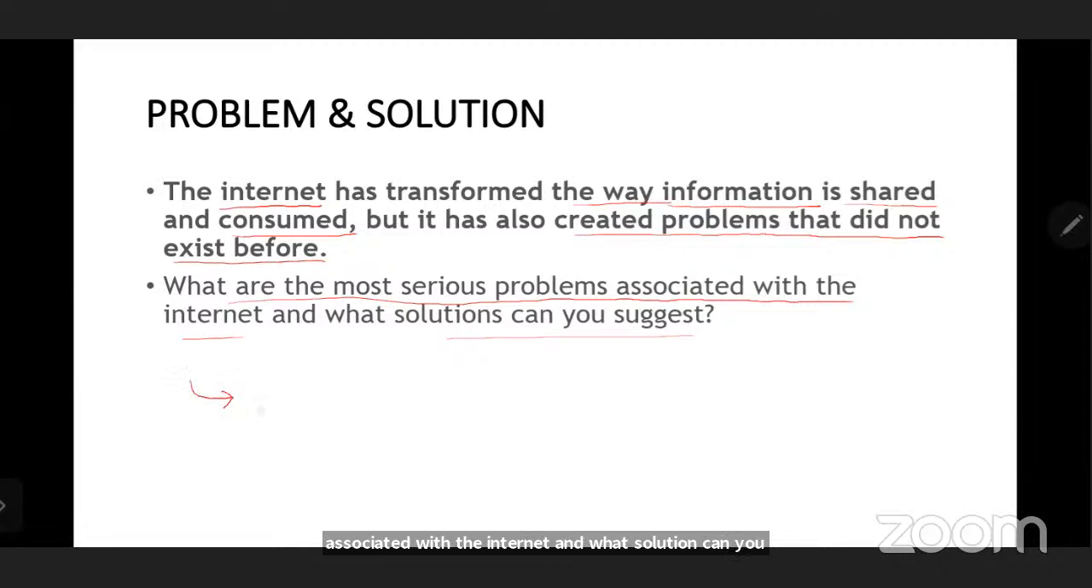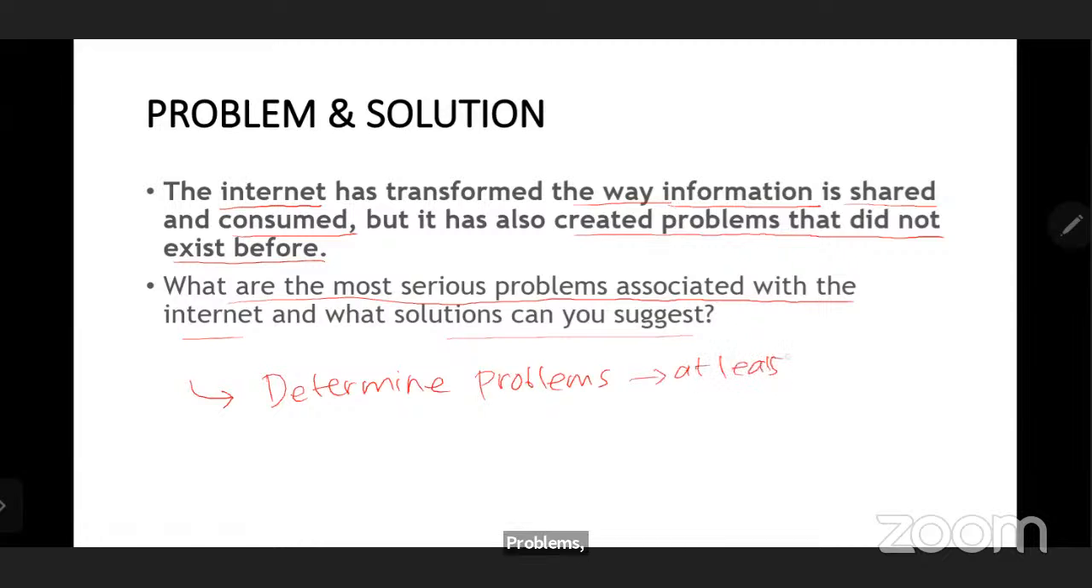So what you have to do is determine problems, at least 2, because we're going to make 2 content paragraphs, right? And you have to determine solutions for these 2 problems.